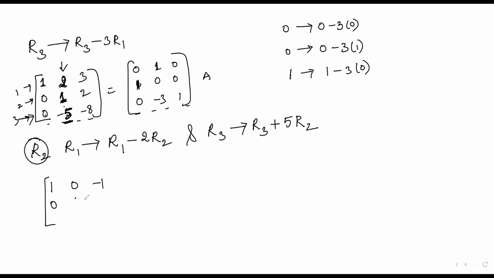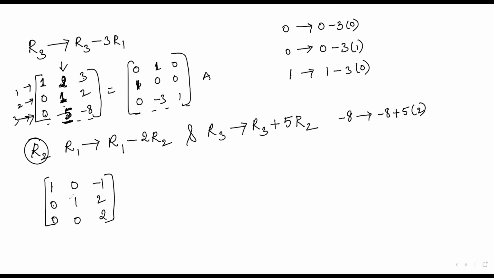R2 is not changing. R3 is changing. This is 0 plus 5 times 0, 0. This is 0. And this is 8, 8 becomes 1. Yeah, minus 8. R3, you have minus 8. Minus 8 becomes what? Minus 8 plus 5 times 2. R3 plus 5 times R2. So this becomes 2. Like this.